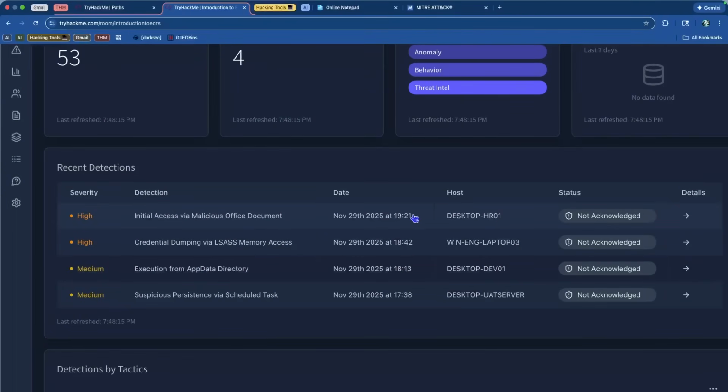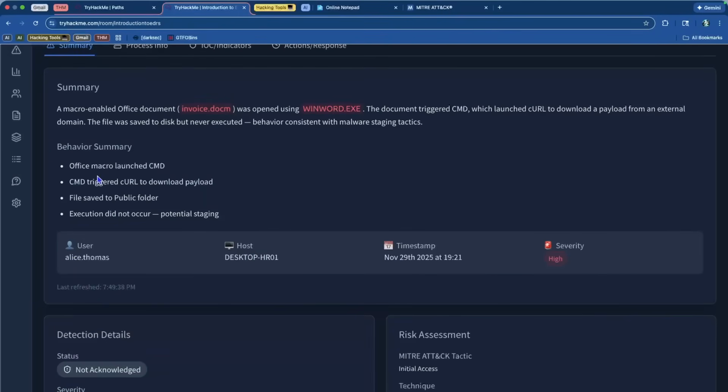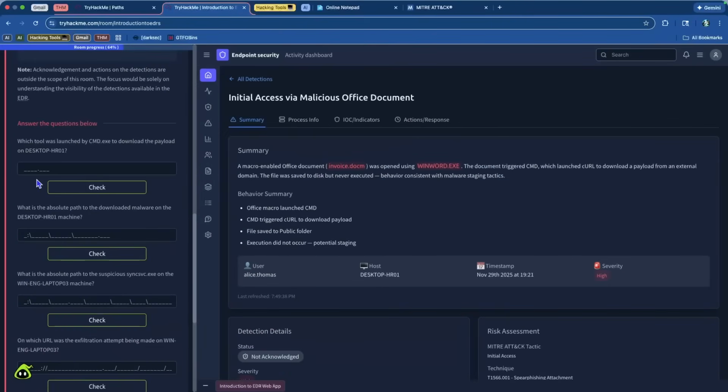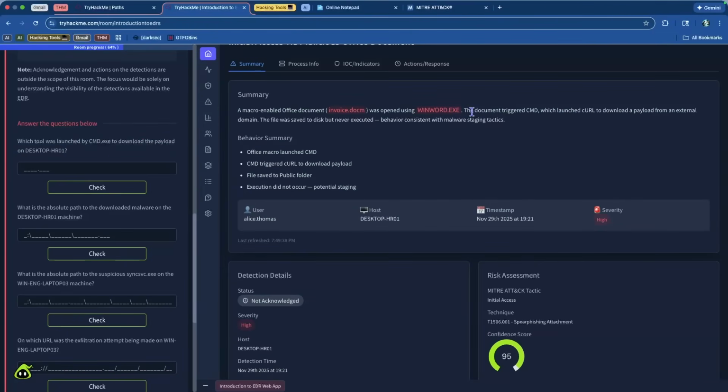So this is the only one that we really need to look into. If we expand this, macro-enabled Office document invoice doc was opened using WinWord.exe. And so that's the thing right here, but it's not the answer. It says which tool was launched by cmd.exe. There we go. Okay, so that launched WinWord.exe.